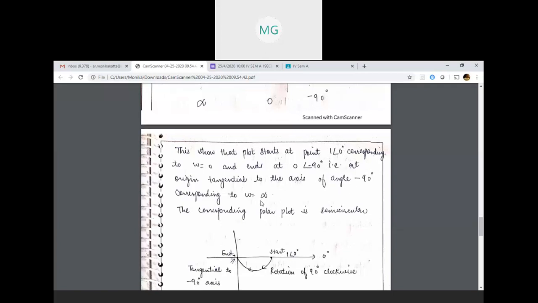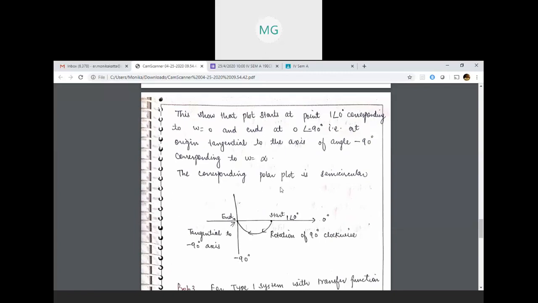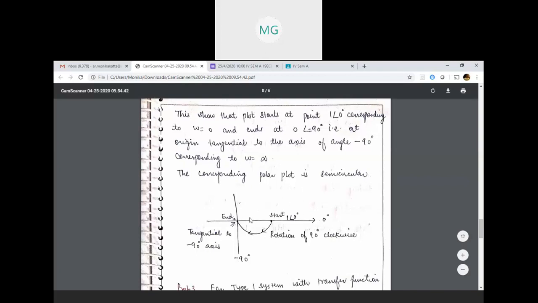Now let me show you how to draw the plot. The corresponding polar plot is semicircular. Let us see how. The starting point is 1 at 0 degree. So this is your 0 degree angle. Take magnitude 1. Mark 0, 1. So this 1 at angle of 0 degree is your starting point. Now what is your terminating point? At magnitude 0, but angle should be minus 90 degree. So minus 90 degree angle is here, and magnitude is 0.